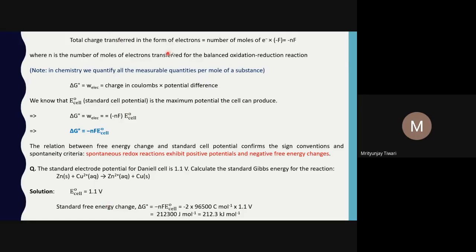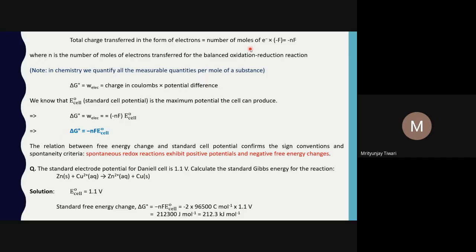So the total charge transferred in the form of electrons, we can calculate as the number of moles of electrons. Suppose it is a redox reaction happening in an electrochemical cell where only 1 electron is involved in that reaction. So what will happen? Only 1 Faraday of the charge will be moving.